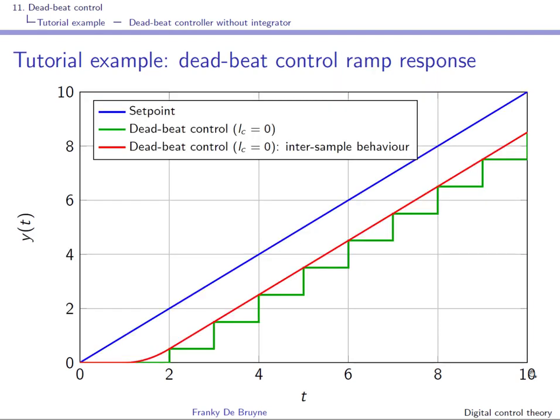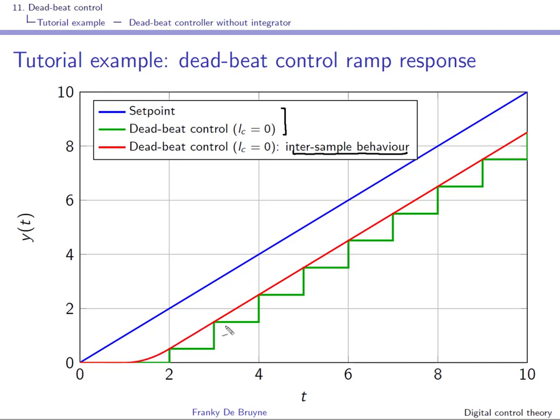So this is the closed loop ramp response. Again, the curves in blue and in green can be obtained using Matlab. They will only give you the response at the sampling instance, and what we have added here is the inter-sample behavior. The red line comes from a Simulink simulation, and you can see here that we are not able to track a ramp signal.